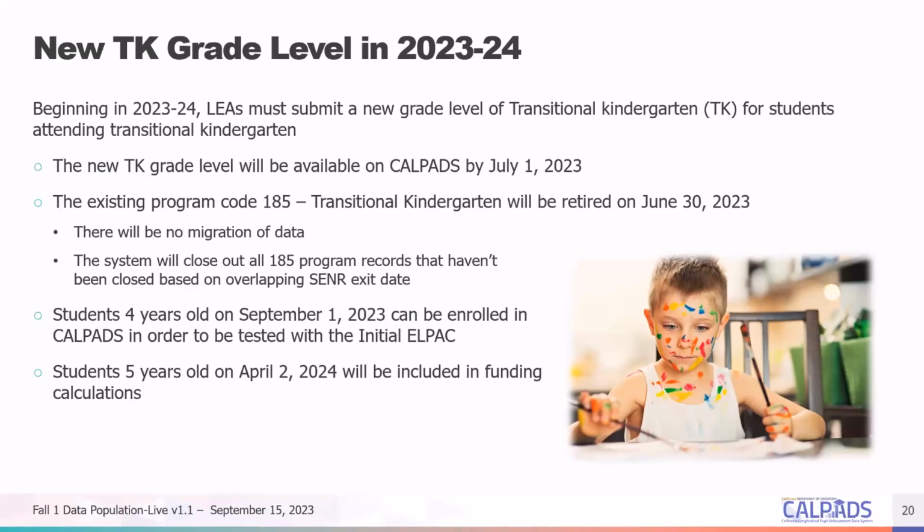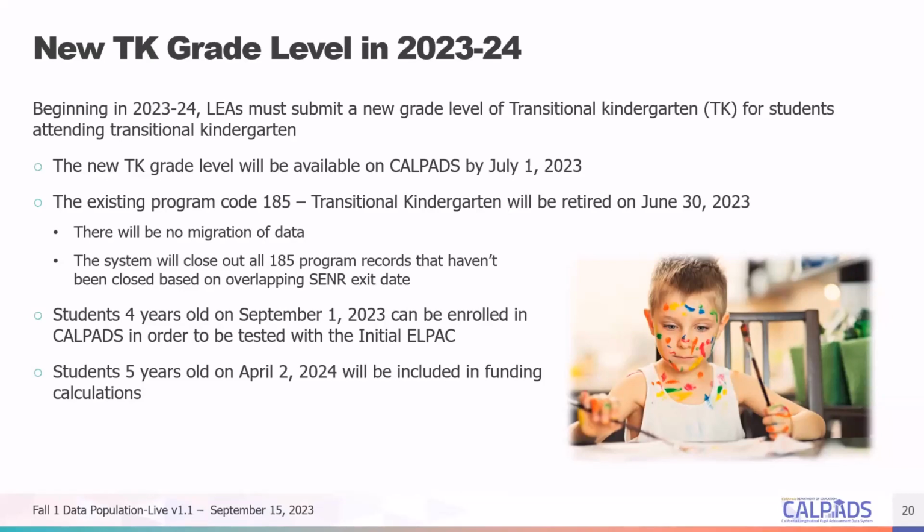Beginning with the 23-24 school year, TK will be processed in CalPADS as a grade level rather than as a program. In 23-24, LEAs must submit a new grade level of Transitional Kindergarten in SENR records for students attending Transitional Kindergarten. The former 185 program code is now retired. There will be no migration of data, but the system will close out all 185 program records that have not been closed based on an overlapping SENR exit date.